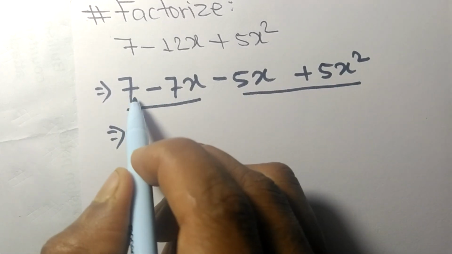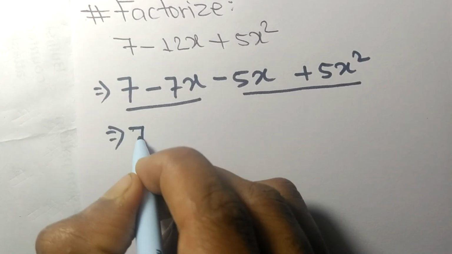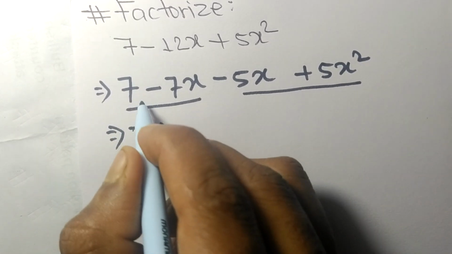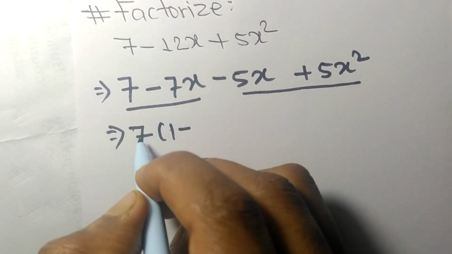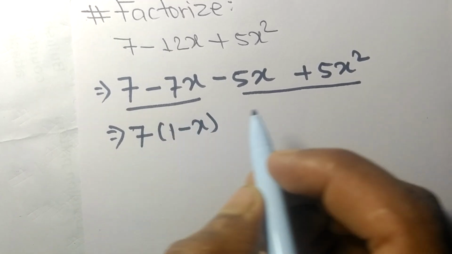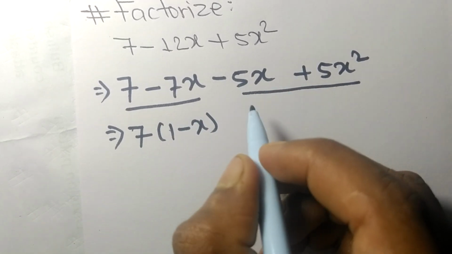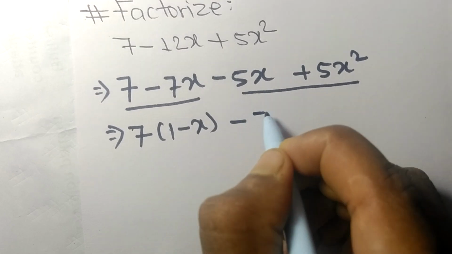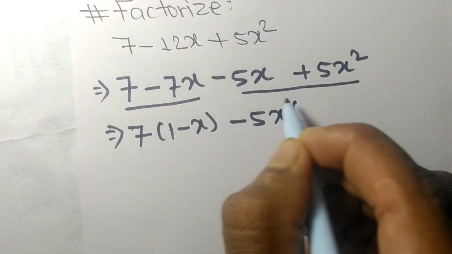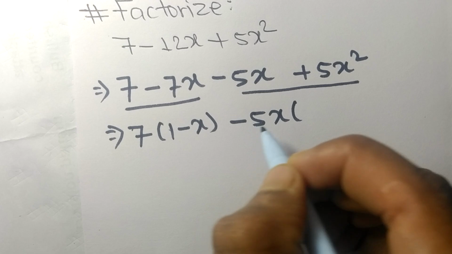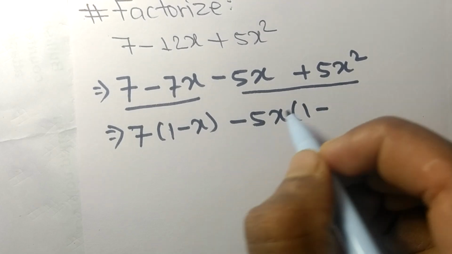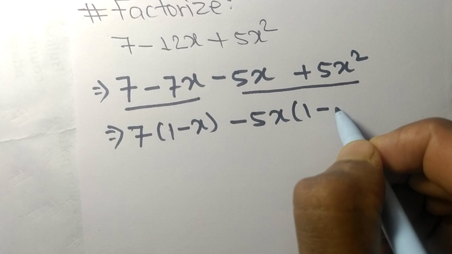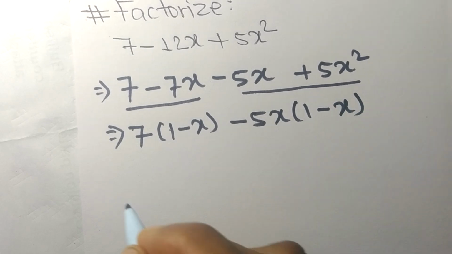In the first, the common is 7. So 7 already came, remaining 1 minus, 7 already came, x. In the last, the common is minus 5x. So 5x already came, remaining 1 minus, 5 already came, 1x came, remaining is x.